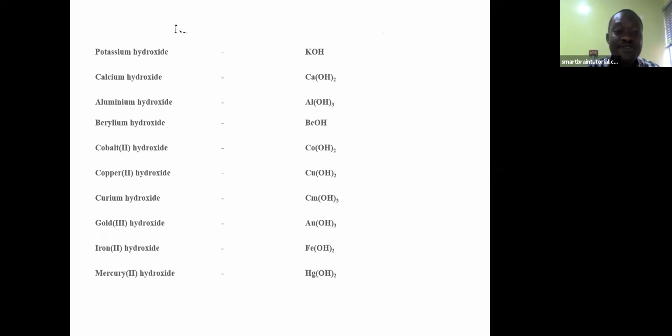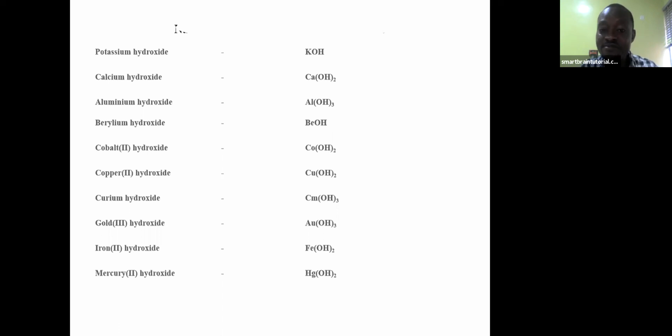Next is aluminum hydroxide. Aluminum belongs to group 3, showing that the oxidation state it will display is +3. Now, since aluminum displays an oxidation state of +3, it will need -3 to neutralize it. Now, the hydroxide displays only -1. So you will need 3 moles of hydroxide ion to get a neutral compound with aluminum. And that's why we have aluminum hydroxide, Al(OH)3.